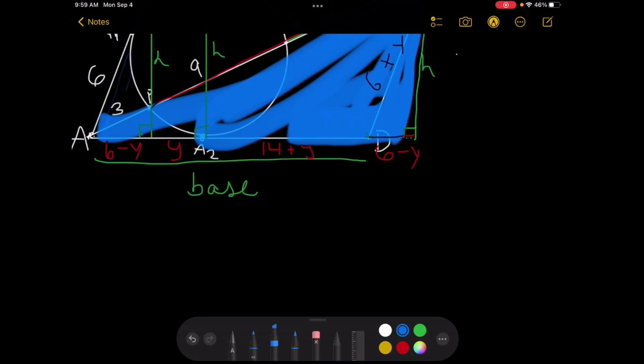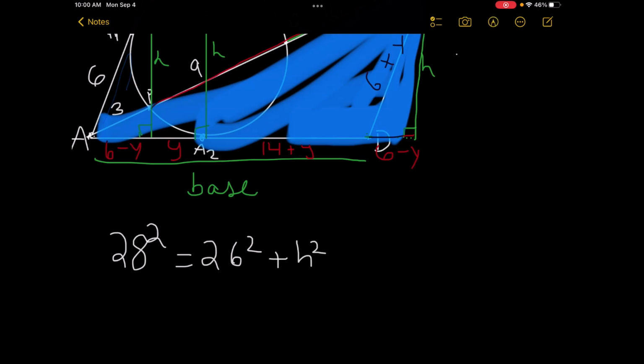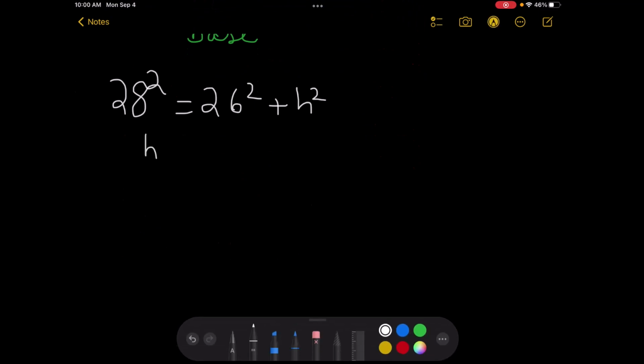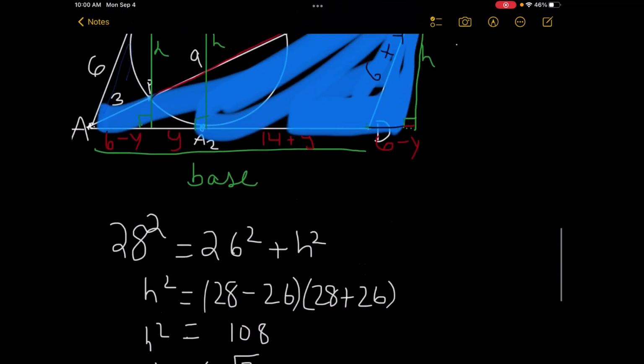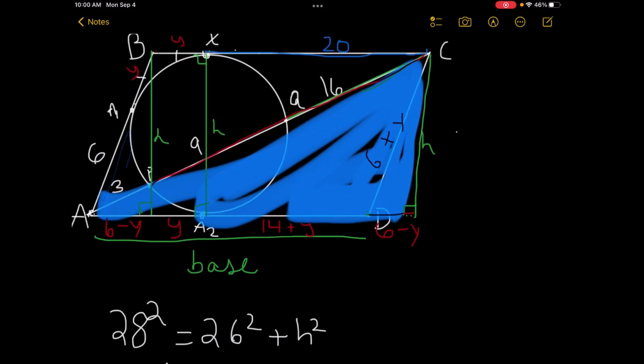So we can write 28 squared is equal to 26 squared plus h squared by the Pythagorean theorem. So h squared is equal to 28 minus 26 times 28 plus 26 by difference of squares. It's a neat trick I like to use. That's equal to 108. So h is equal to 6 times the square root of 3. Alright, so we found h, but we're not done yet. We still have to find y.